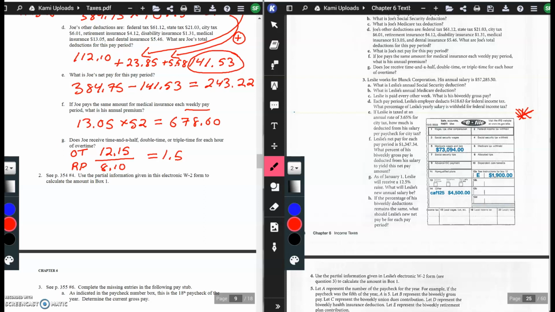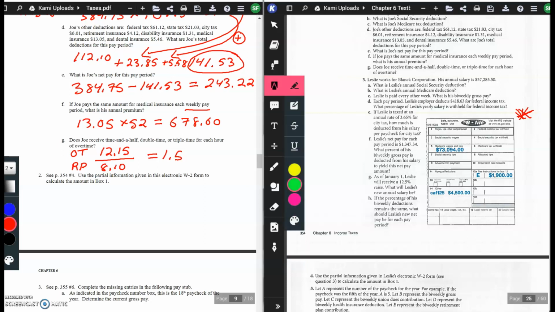Okay, so it says we're going to calculate the amount in box 1. Box 1 is right here at the top. It says wages, tips, and compensation. This is how much money you are earning and how much money you're taxed on. So what we do there is we're going to use box 5 here. Box 5 is your Medicare wages and tips. This is how much your gross pay is, so that you can figure out what your Medicare cost is going to be. So that number kind of tells you the whole story. So we're going to start with our $73,094.